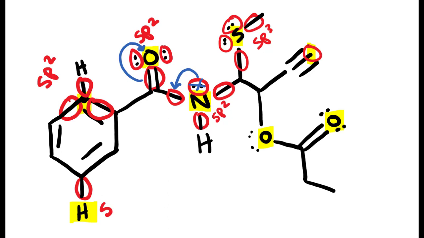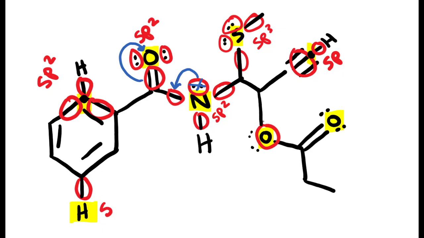Now let's look at this carbon. Remember, this carbon is actually attached to a hydrogen atom right here that we don't show, but it's still there. So when we're looking at this carbon atom, we see that it has a single bond and a triple bond. So the hybridization is going to be sp.